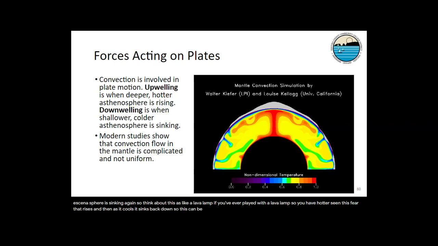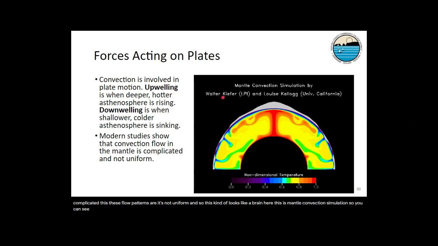So this convection that's occurring in the asthenosphere around the Earth is what causes the plates to move. We have some modern studies that show how convection is flowing and how complicated these flow patterns are. It's not uniform. This kind of looks like a brain here. This is a mantle convection simulation.